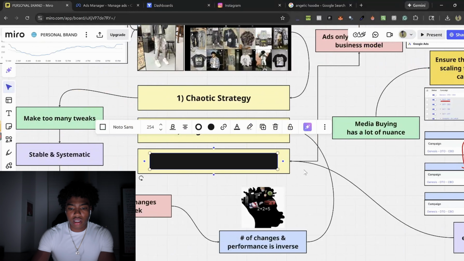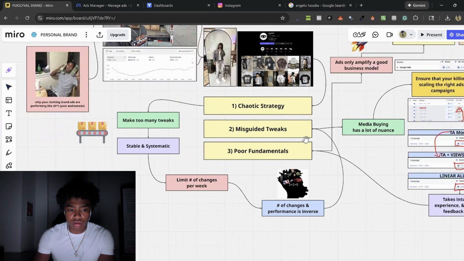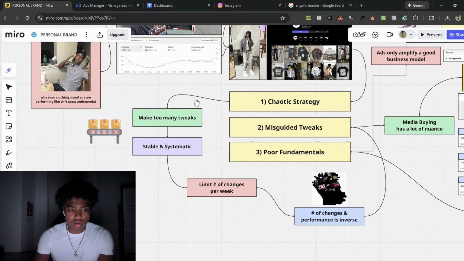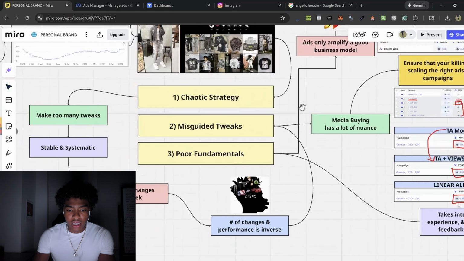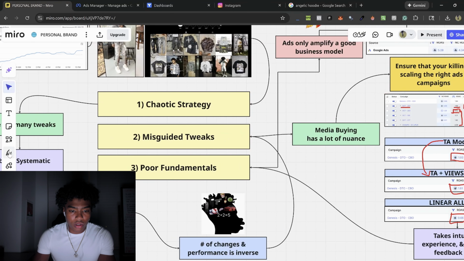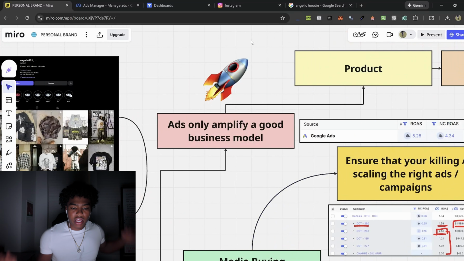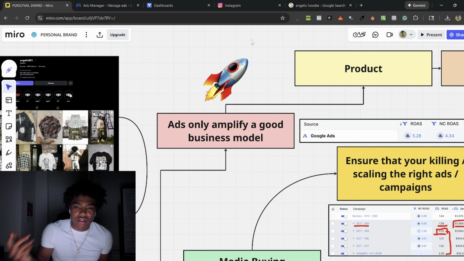But moving to our final thing, that's just having poor fundamentals. You know what I'm saying? So if you're not seeing the results that you want with your ads, it's likely, either one, you have a chaotic strategy, misguided tweaks, or you have poor fundamentals. And what I mean by poor fundamentals is that, at the end of the day, ads only amplify a good business model. You know what I'm saying? So ads are really not going to make your business in a sense. Like if you don't have a good business model, then ads aren't really going to help you.